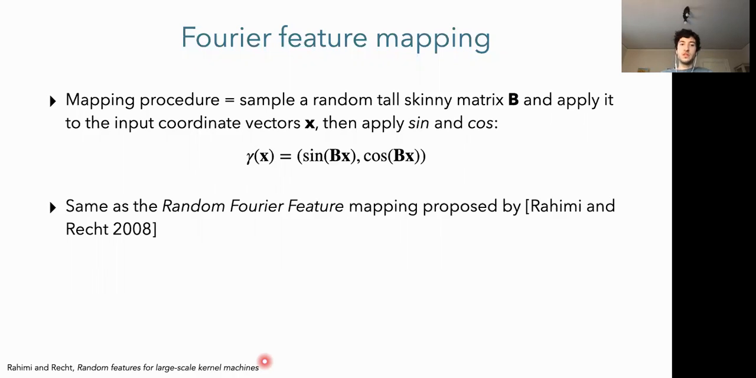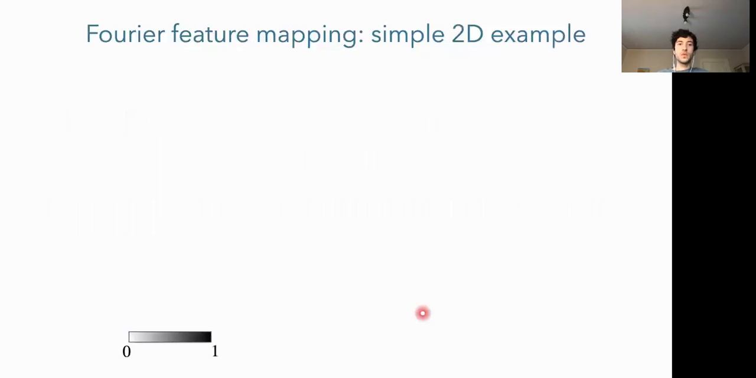Now, this general mapping is the exact same as the random Fourier features that were proposed by Rahimi and Recht in their seminal work, Random Features for Large-Scale Kernel Machines. So just to give some intuition, I want to show a basic example in 2D where we sample each row of the random B matrix from a Gaussian distribution.